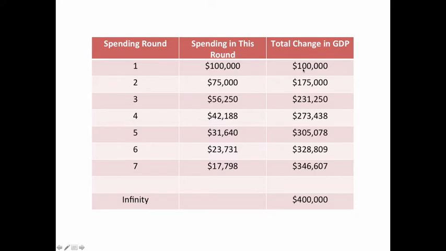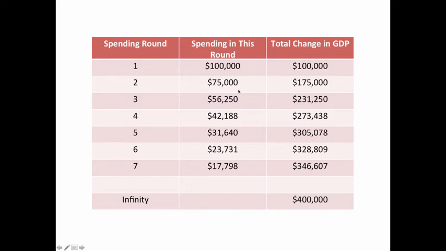But as I mentioned, it also increased the income of workers and owners at firm B by the same amount of $100,000. They then take their turn and spend 75% of that increase in income, which means we go to another spending round. Now we're increasing spending by an additional $75,000, which again increases GDP and income. So GDP and income rise by an additional $75,000. Add that to the original $100,000. So our total change in GDP is now $175,000.